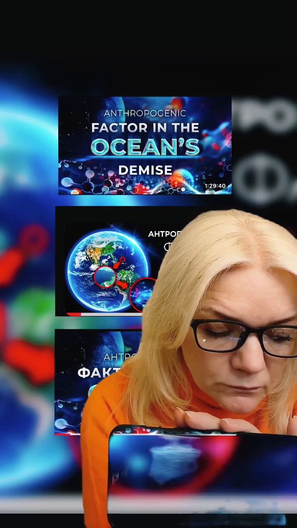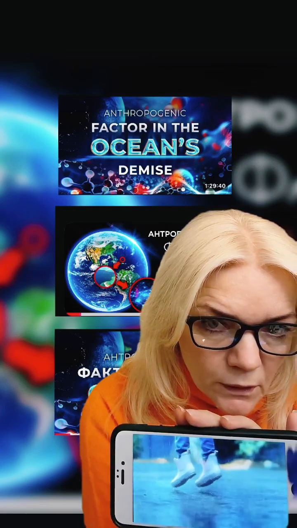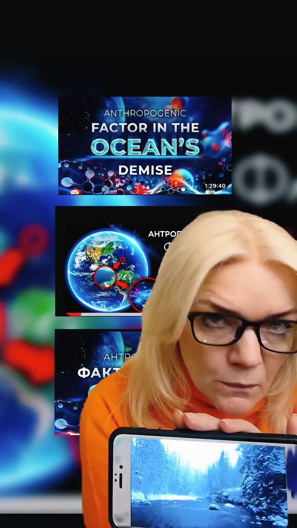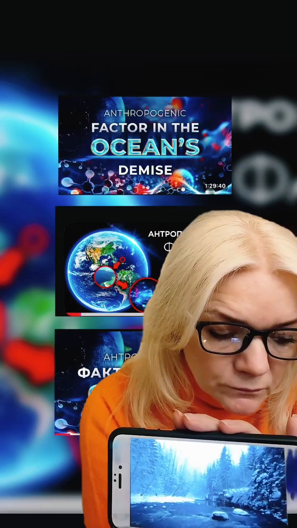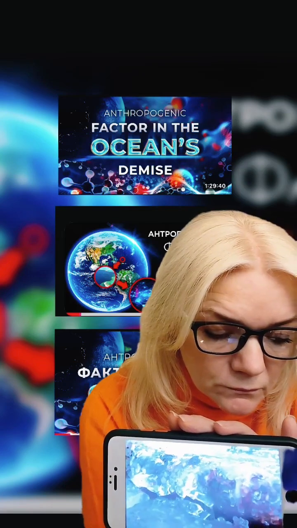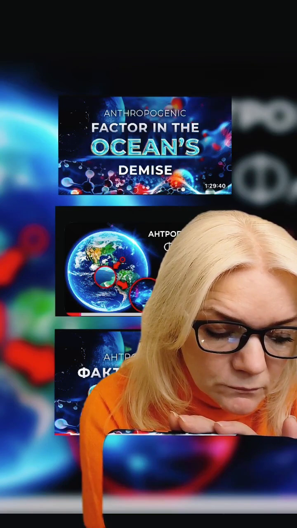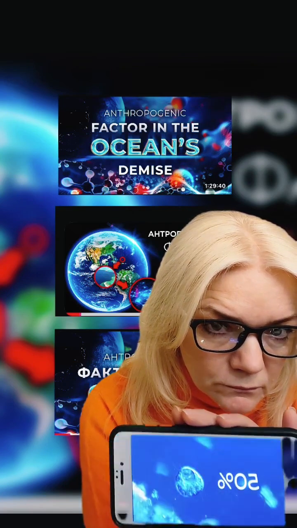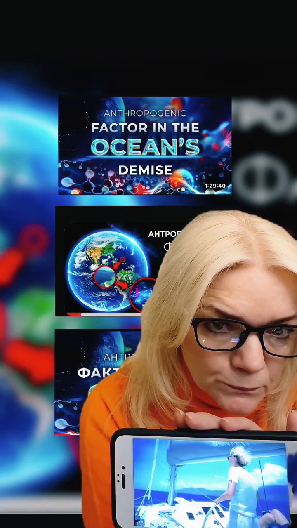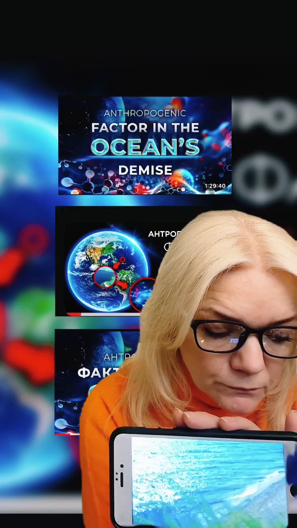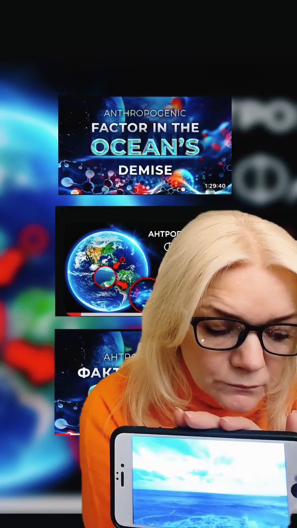Every day, vast amounts of water evaporate from its surface, condense into clouds, and return to land as rain or snow. This process is crucial for replenishing rivers, lakes, and soil with fresh water. Microscopic algae, such as phytoplankton, produce about 50% of the oxygen humanity breathes. Every second breath we take is a gift from the ocean.